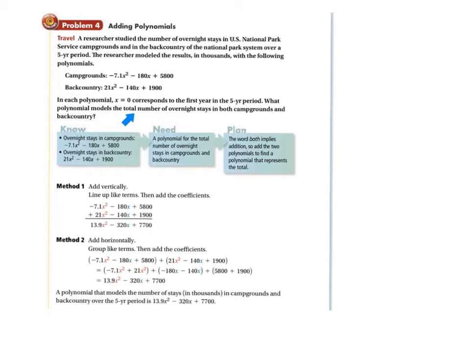What polynomial models the total number of overnight stays in both campgrounds and backcountry? That means we're just going to add these two. Make sure first off they're in standard form, which these are. And then we can go through and add like terms, or combine like terms.